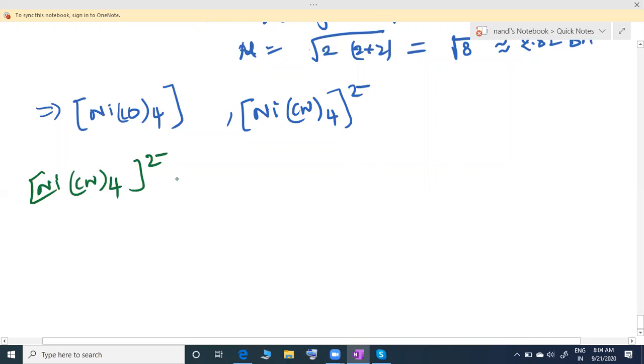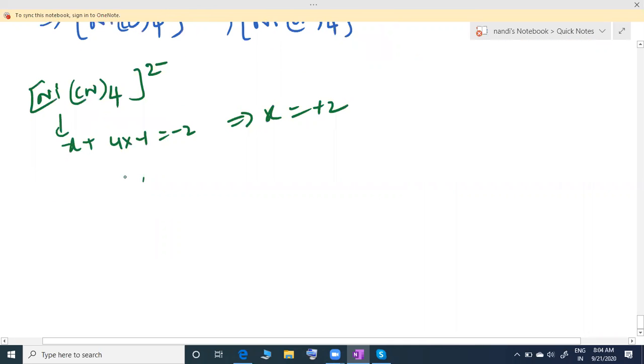Please find the oxidation state here also. You can assume this is x plus 4 into -1 equal to -2, then x equals +2. Similarly, you can write it. And CN minus is a strong field ligand. Whenever it is a strong field ligand, electron pairing takes place.